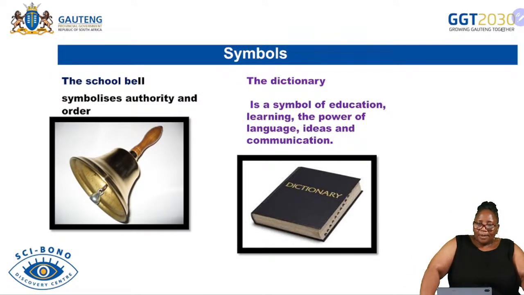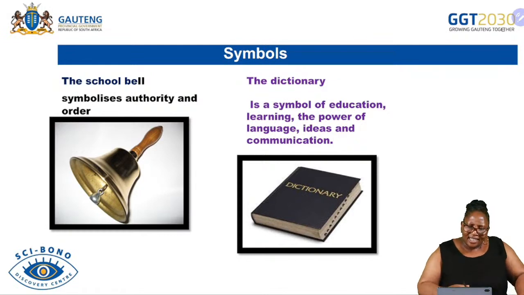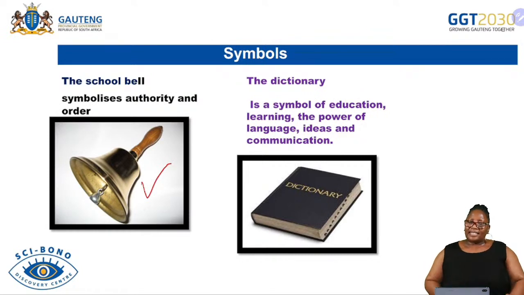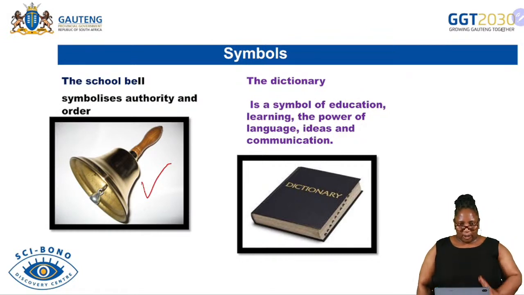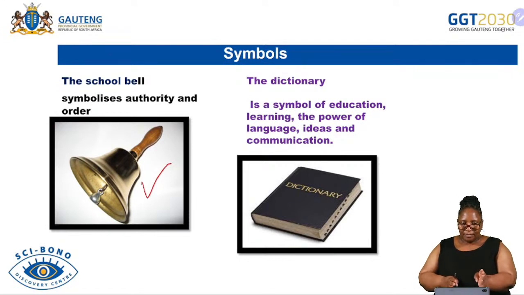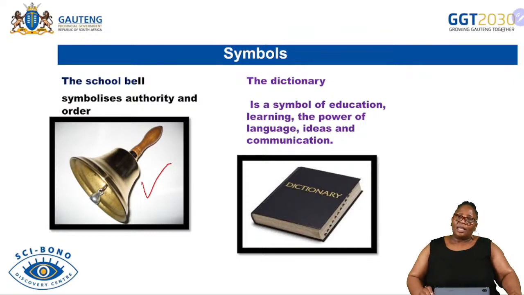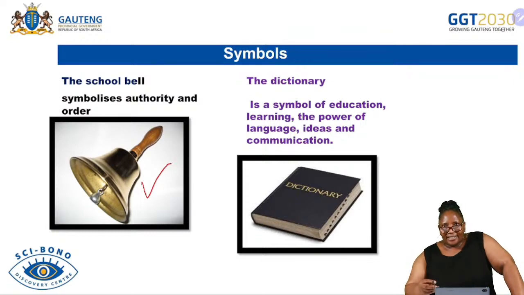Two other symbols of importance here. The school bell. What does the school bell symbolize? It symbolizes authority and order. Authority and order. Who do we think of? Mr. M. Next we have the dictionary.